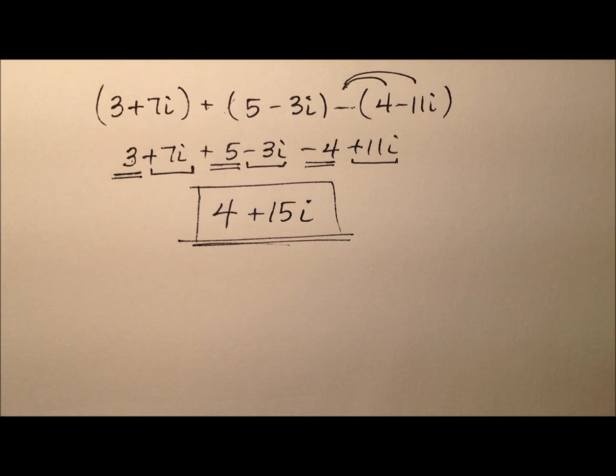So remember, for adding and subtracting complex numbers, we're just combining like terms. The real parts go together and the imaginary parts go together.